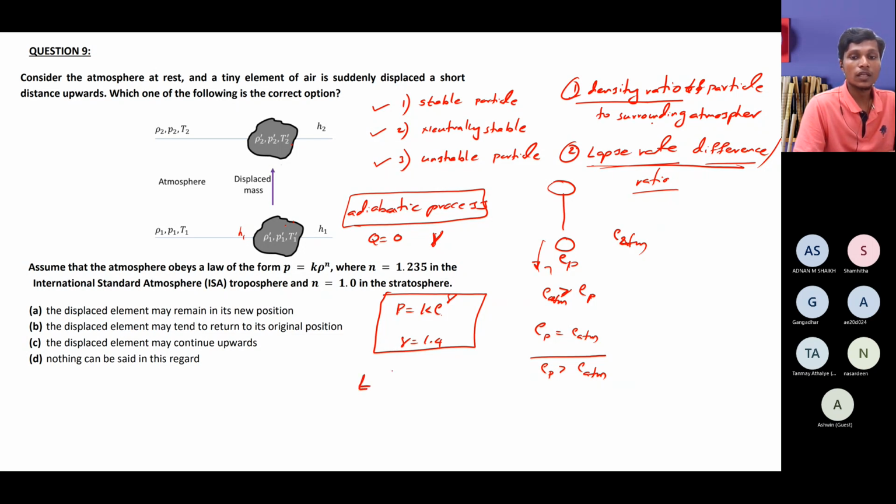There is a relation between the lapse rate and this index n, where the index n is the crucial one that relates the pressure and density. This can be related to the lapse rate, and this lapse rate can govern whether the particle will go up, whether it is stable, unstable, or neutrally stable. These concepts we will also learn in the next live session.